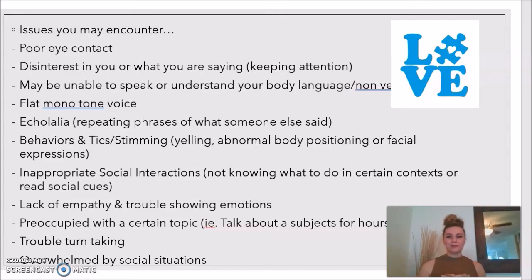Other things that you might see is a lack of empathy and trouble showing emotion, and being preoccupied with a certain topic. So I know that a lot of this is very stereotypical. However, as an example, we can talk about how someone might love trains and they'll talk about it forever and ever and ever, and that just really interests them. So that's one thing. They'll stick on a topic and they'll keep going with it. They might have trouble turn taking, and they might be overwhelmed by social situations.